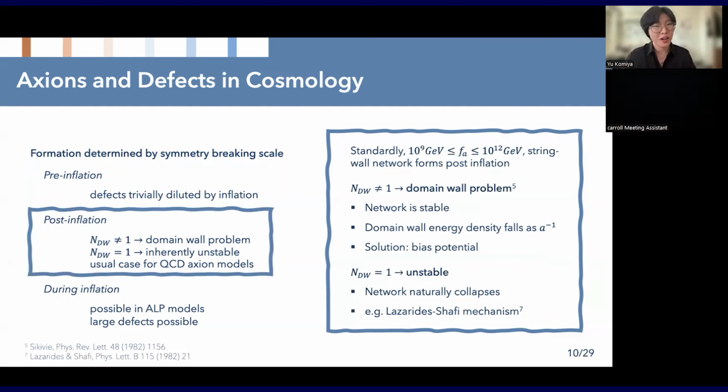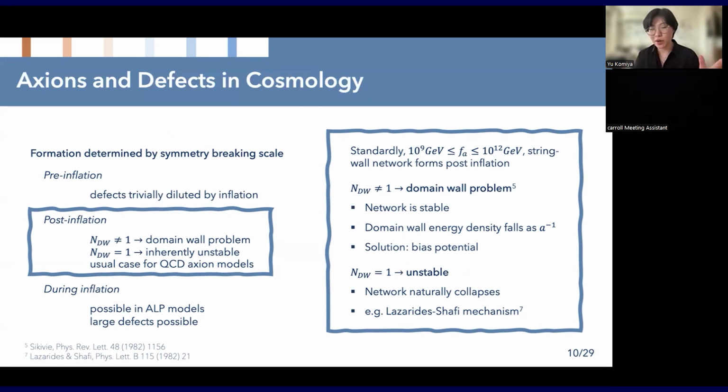A much more commonly studied case would be if everything forms post-inflation. So suppose PQ symmetry is broken post-inflation, and then we have these domain walls also forming post-inflation with string boundaries. Then what we could have in the case of the domain wall number being greater than 1 is a domain wall problem. And the reason for this is because the overall network is stable in the case where N_DW is greater than 1.